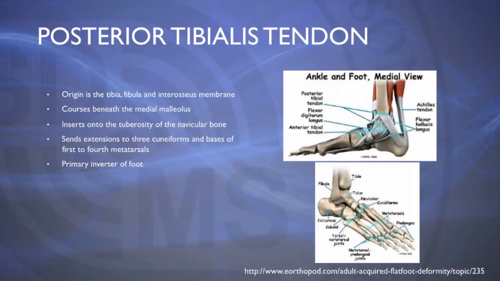So now going through each of these tendons individually. The posterior tibialis tendon originates on the tibia, fibula, and the interosseous membrane, and it courses beneath the medial malleolus, inserting onto the tuberosity of the navicular bone. It will send extensions to the three cuneiforms and the bases of the first to the fourth metatarsals, and it's our primary inverter of the foot. So if we look here at the posterior tibial tendon, we're going to see it back here, extending down along the medial aspect of the foot, going more towards the plantar portion of the foot.